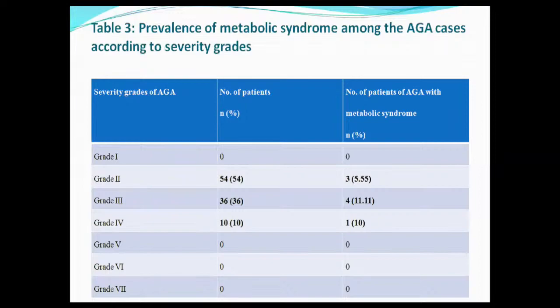Prevalence of metabolic syndrome among AGA according to severity grades. Out of a total of 54 cases of grade 2, some were found to have metabolic syndrome, and out of 36 in grade 3, some were found to have metabolic syndrome.